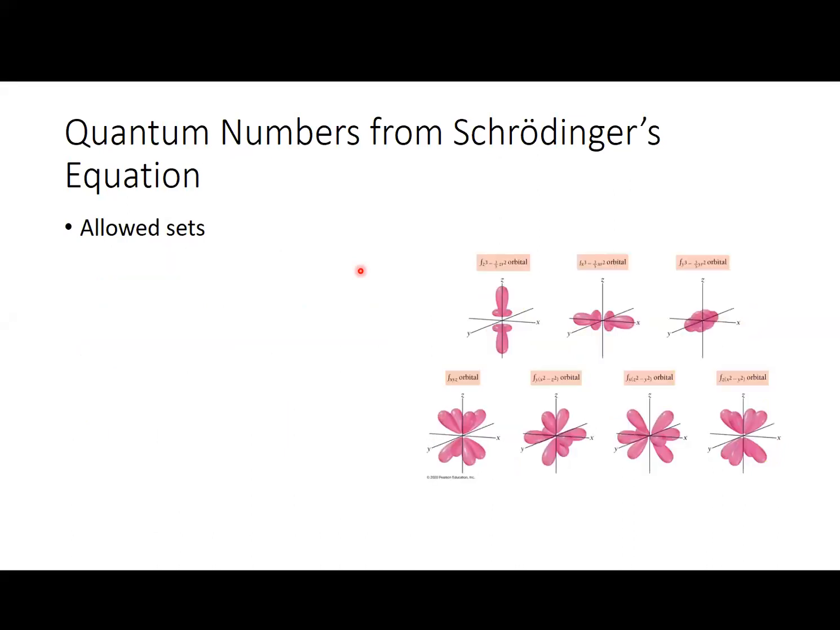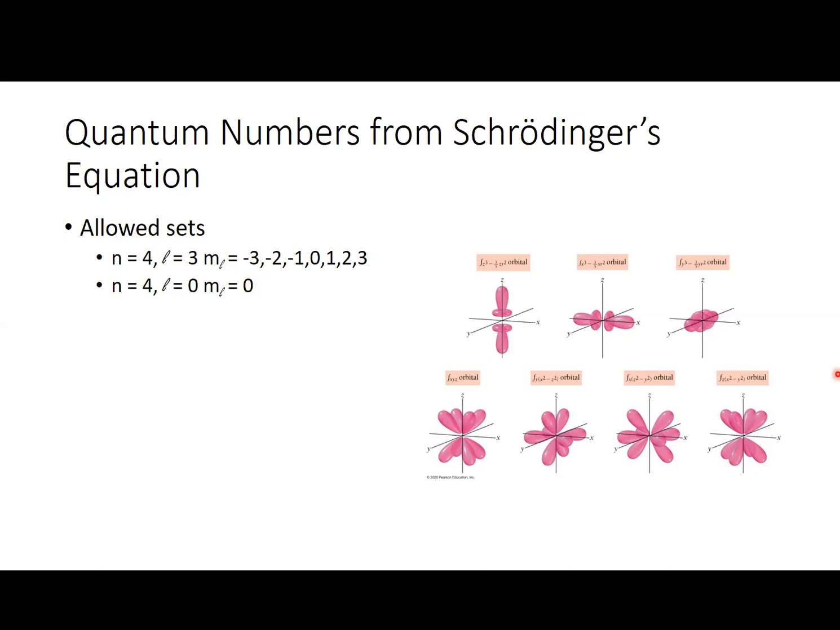Moving on to n equals 4. When n equals 4, if L is equal to 0, m sub L can be equal to 0. If L is equal to 3, m sub L can be equal to negative L all the way up to positive L, including 0. So negative 3, negative 2, negative 1, 0, 1, 2, and 3. There are 7 ways that we can represent that, and there are 7 what's called F-shaped orbitals. Lobes all over the place.